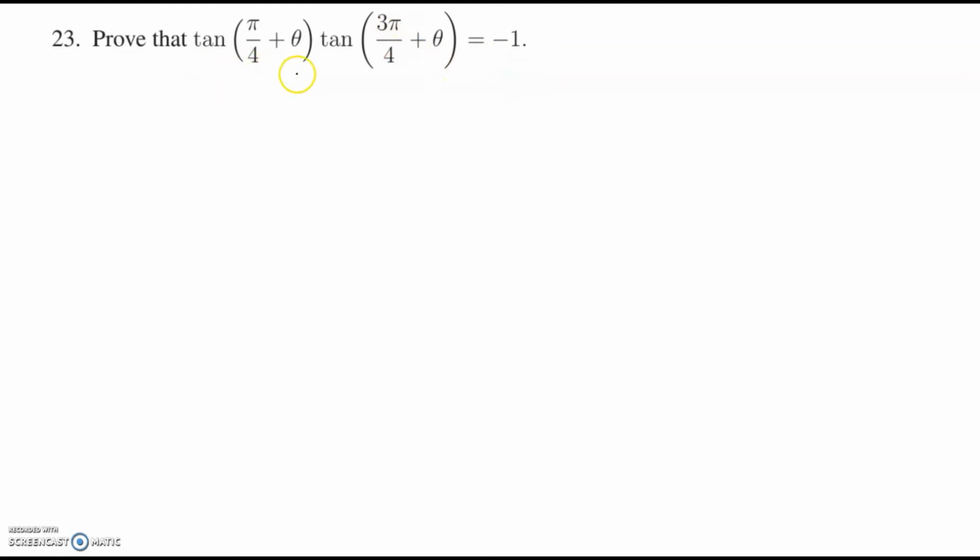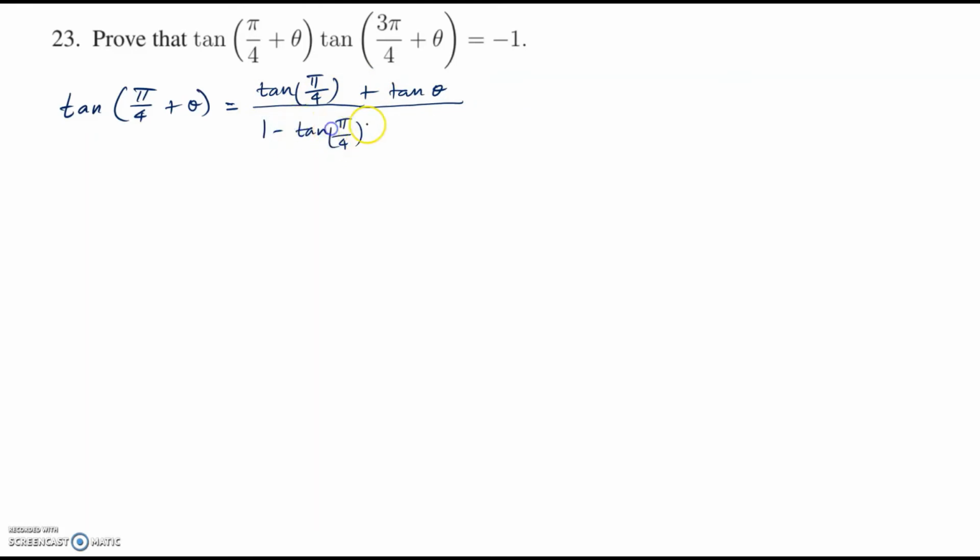So let's take the expression separately first. Let's take the tan of pi by 4 plus theta. This would be equal to tan of pi by 4 plus tan theta divided by 1 minus tan pi by 4 into tan theta.